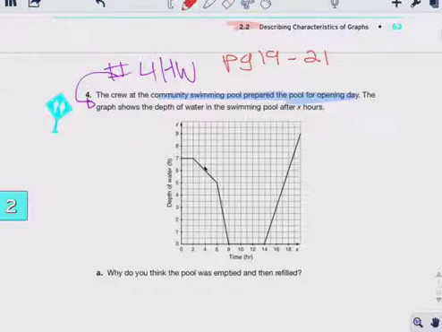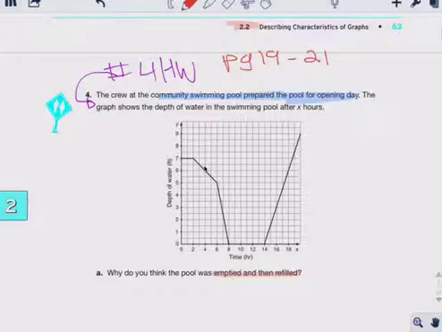So, again, we started this. This is community pool prepared for opening day. The graph shows the depth of water in the swimming pool after X hours. So, why do you think the pool was emptied and then refilled? You can put anything you want here, any reason you like why it was emptied. You can put that the water's dirty, they want to start over, so they're emptying the pool.